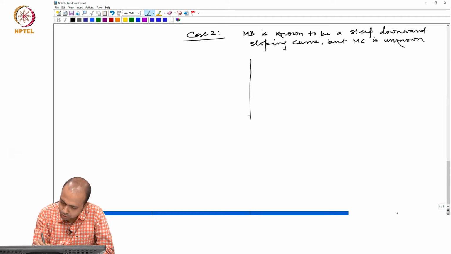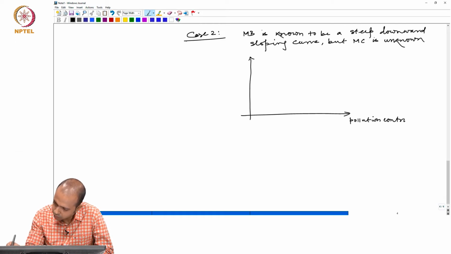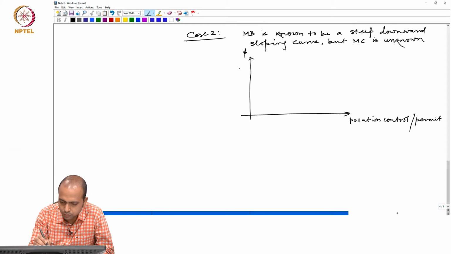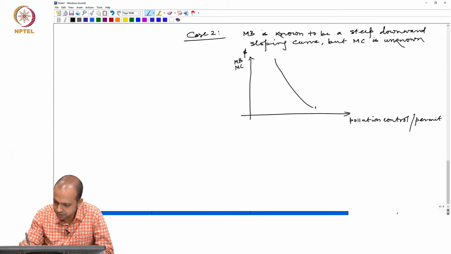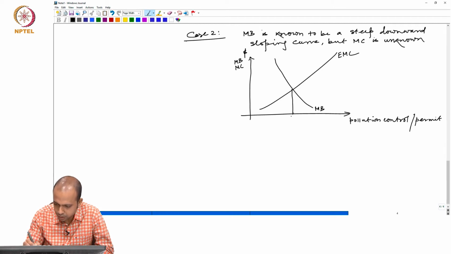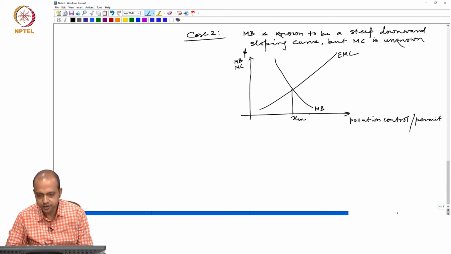So let us say that this is again pollution control, or permit, both you can measure, and this is dollar, MB and MC. This is, let us say, your MB, this is expected, this thing. So, this is XM, amount of permit given, okay, decided.